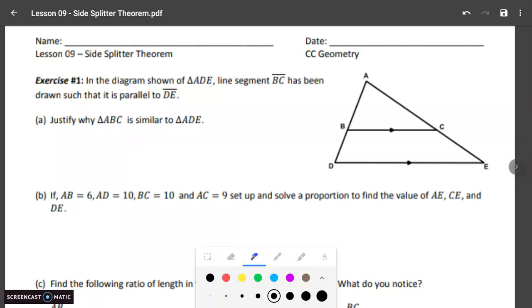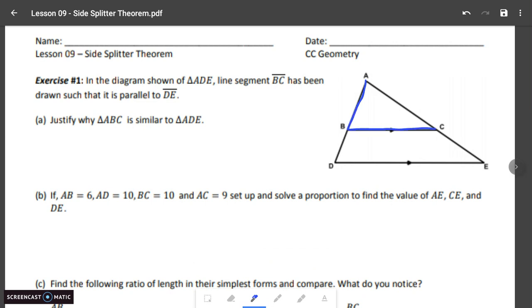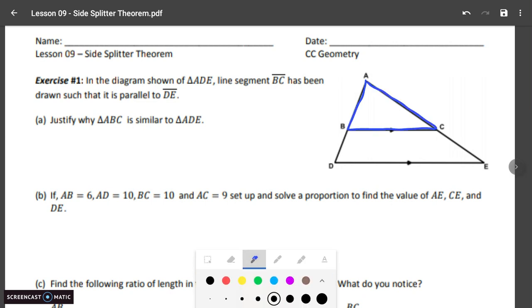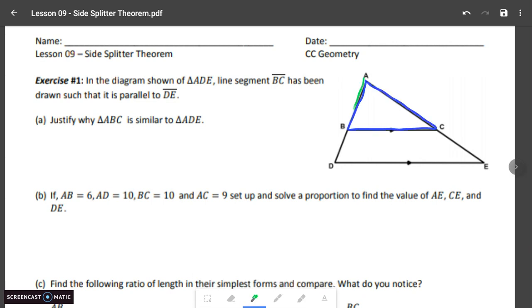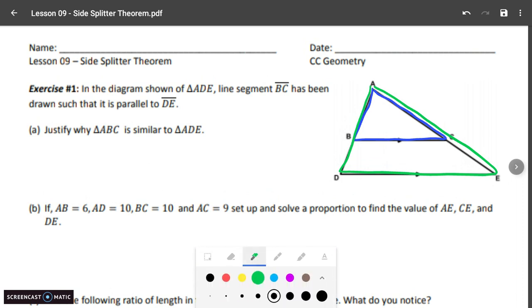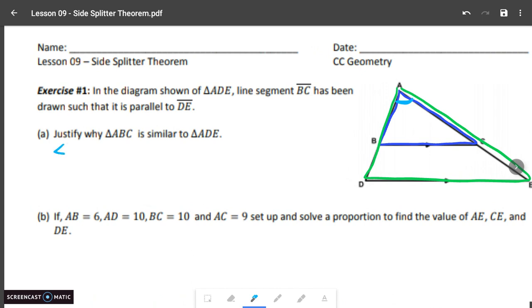So we're looking at the triangle of ABC as well as the triangle of ADE. Now, one thing you might notice automatically is these two triangles share one special angle right here. If they both share that angle A, that's our reflexive property. So we already know that angle A is congruent to angle A because of the reflexive.